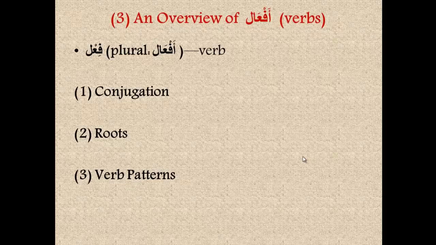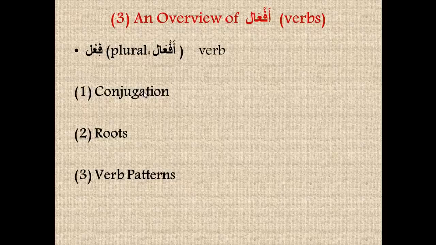Topic number 3 for today's lesson, an overview of af'al, an overview of verbs. The Arabic word for verb is fi'l, and the plural form is af'al. I want to discuss very briefly 3 different aspects or facets of verbs in a very global and general sense. Number 1 is verb conjugation. Number 2, the system of roots and the system of derivation in Arabic. And last but not least, the idea of verb forms or verb patterns in Arabic.